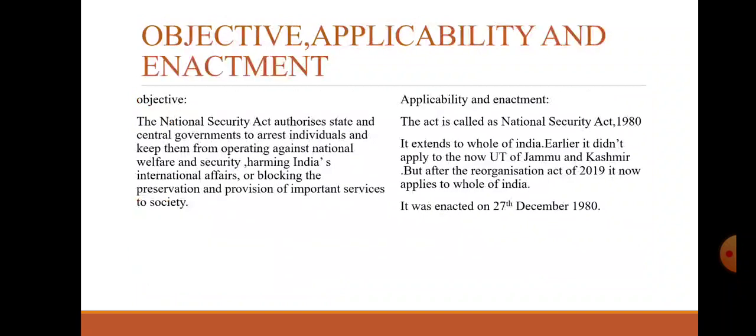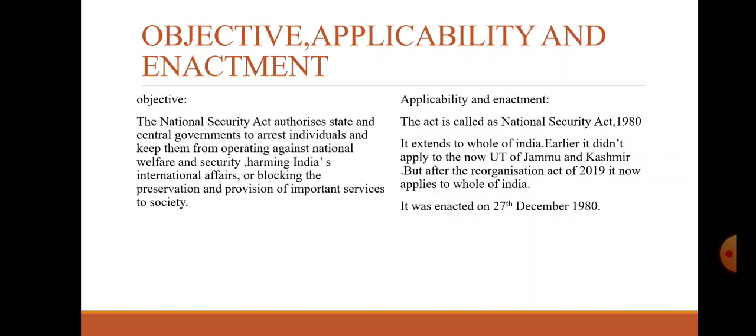Now, coming to the objective, applicability and enactment of the act. So अब अभी तक हमें ये समझ आ ही गया है कि the objective of the act is mainly to prevent harm to the security of the state, international relations with foreign countries, and to prevent the acts which are prejudicial to the maintenance of public order or supply of essential services to the society. So it empowers the central government to keep individuals from operating against the national welfare, security, defense, and the supply of important or essential services to the society.